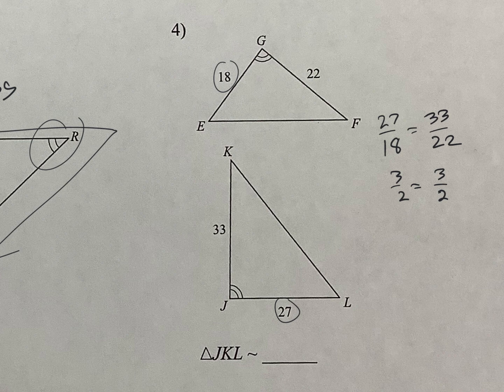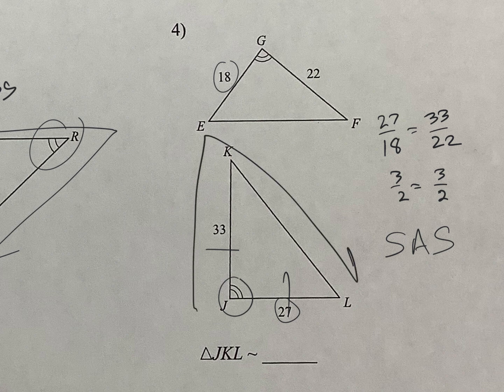So yes, they are similar, by side, angle, side. Side, angle, side. So JKL, J to K to L, is similar to triangle G to F to E. Started at the angle given, went through the bigger number, and then down the other side. So that's how I got those numbers on the other one. Okay?